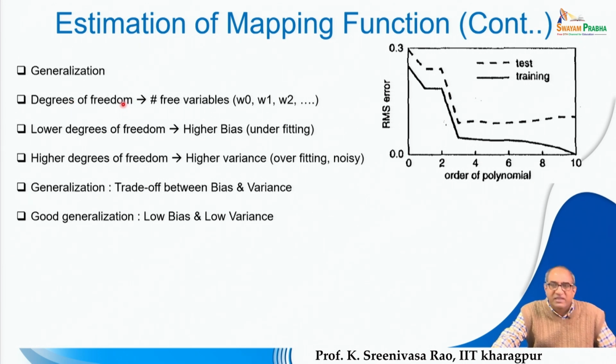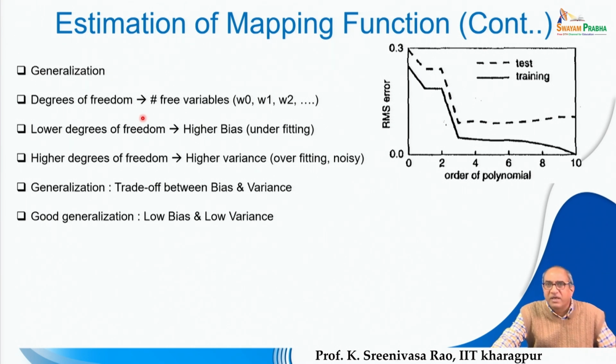Here we have analyzed the previous function, an underlying sinusoidal function estimated by polynomials of different degrees. The observation is that the degrees of freedom is nothing but the number of free variables, the number of weight coefficients in the context of polynomial curve fitting. As we increase the degrees of freedom, the order of the polynomial increases, and it tries to capture more complex relations present in a system.